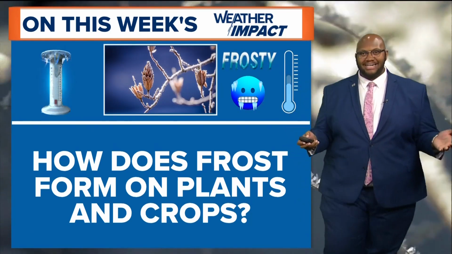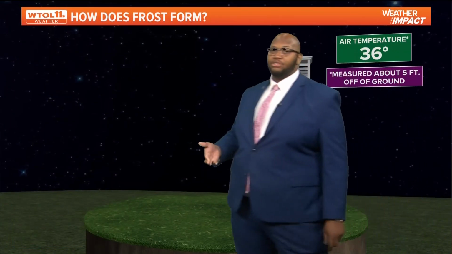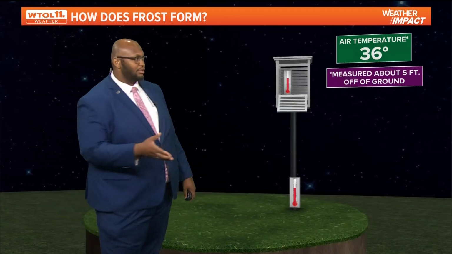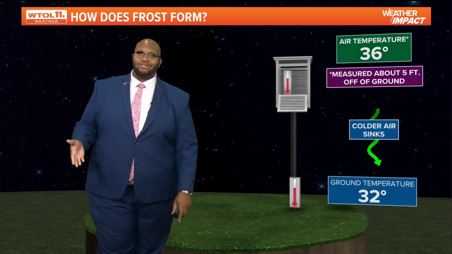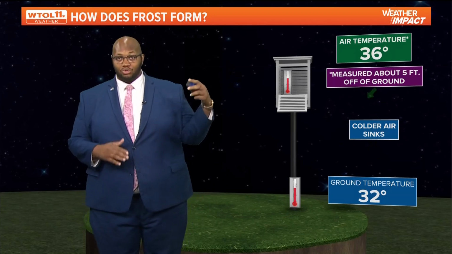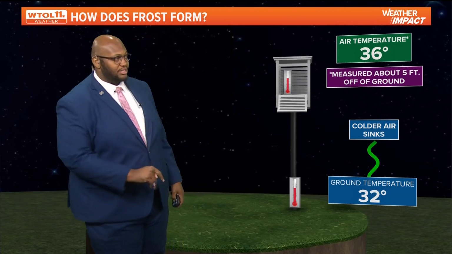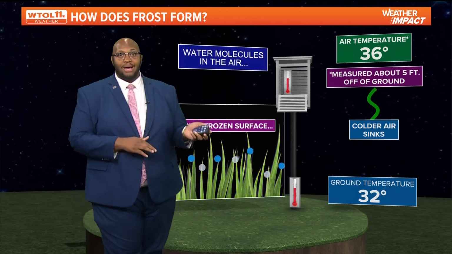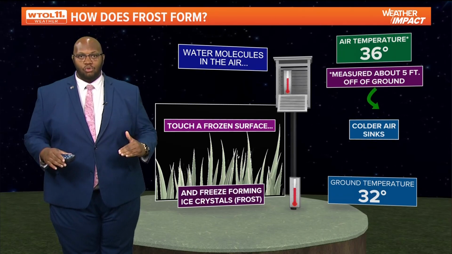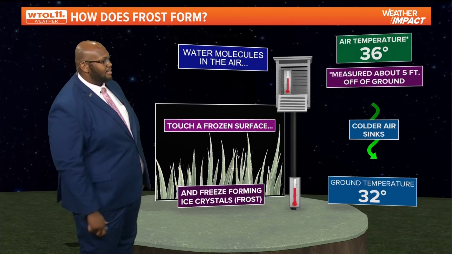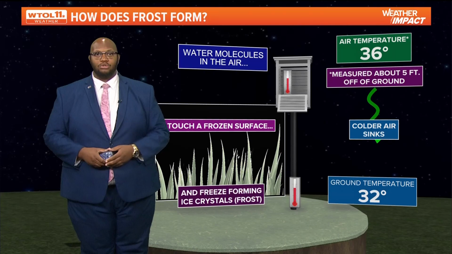So we have to definitely break down the science for you and at least help you understand why this happens. So how does frost form? Typically, if you have that temperature right at 36 degrees, and that's that air temperature, well, typically we measure that about 5 feet off the ground. But as you drop down, at least cold air starts to sink. And typically you can see that air temperature around 36 degrees, but that ground temperature about 4 degrees colder at 32 degrees. So with that, we have moisture in the air. And when those water molecules are in the air, well, that drops down to that ground surface, and at least on contact touch those frozen surfaces, and that's when we see those ice crystals and frost form on those plants and crops.